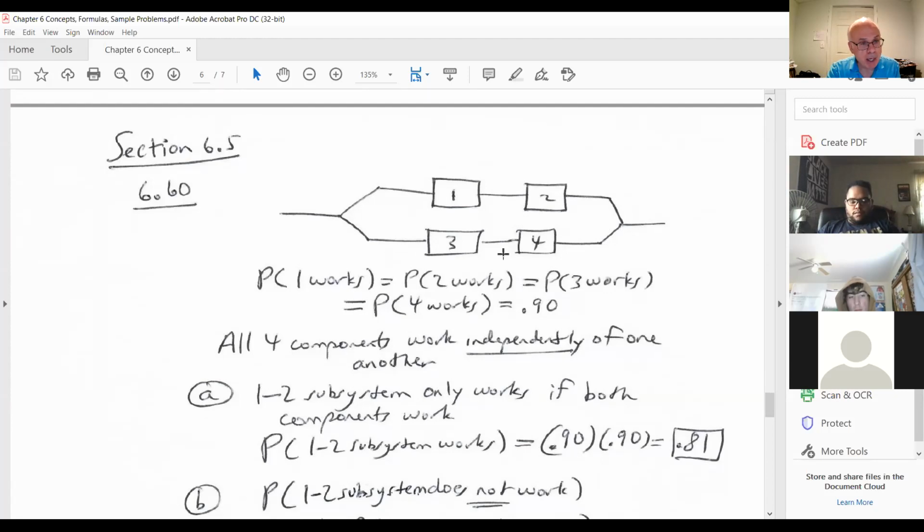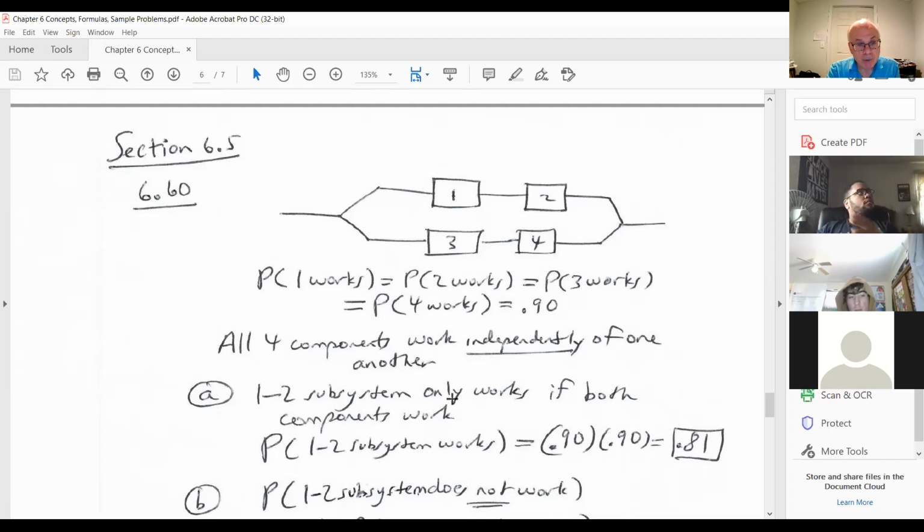So now we're going to be talking about the idea of independence. All right, and we're going to be using multiplication rules. Now, the first question says the 1, 2 subsystem only works if both components work. What's given here is that the probability that each of these components works is 0.9, according to the problem. Now, it doesn't have to be that way. You can have different probabilities for each one of these. But the problem is assuming that there's a 90% chance that any one of these components, 1, 2, 3, or 4, works. And what's the probability that any of them don't work? It's 0.1, right? 10% chance of that one.